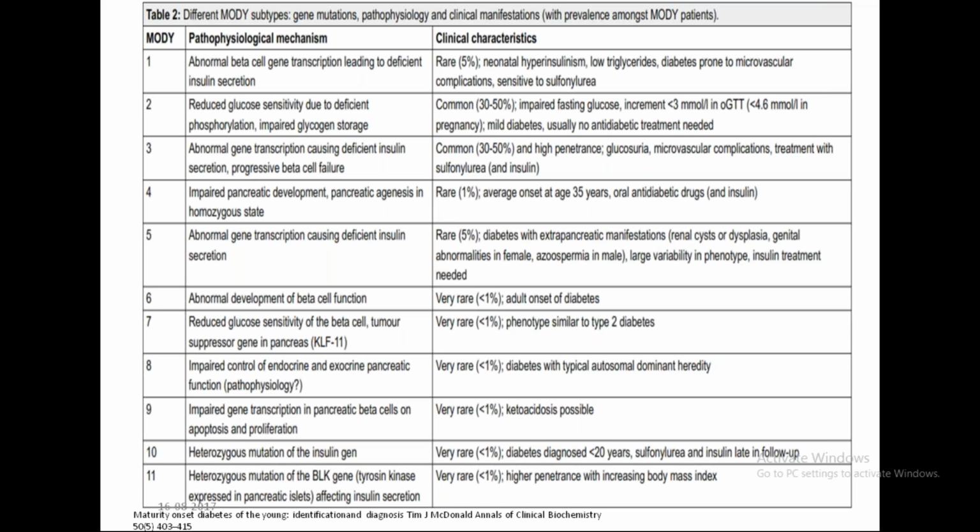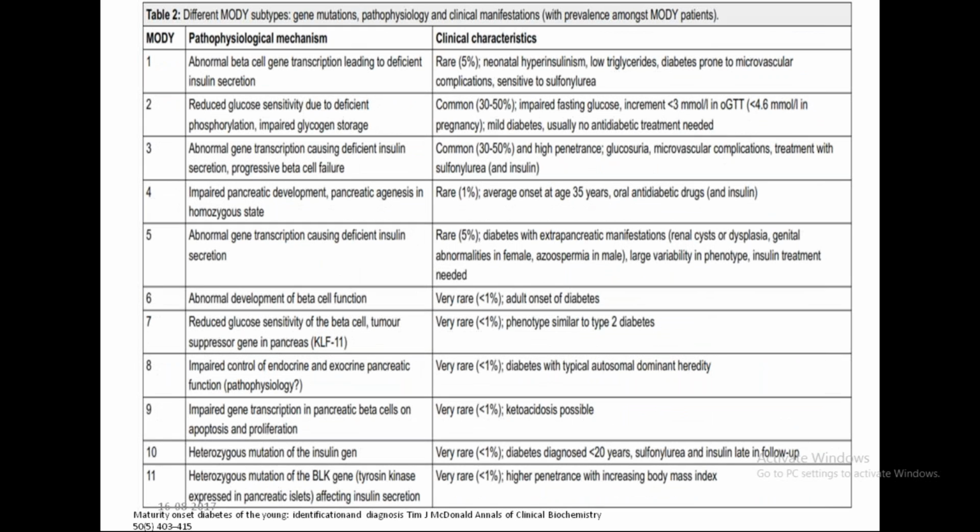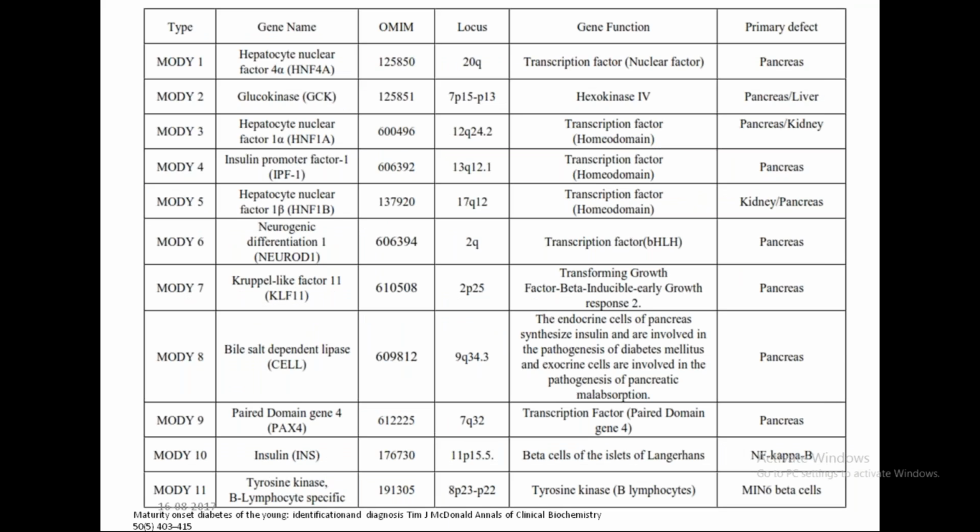So you see here, the important thing which I already told you, fifth one is more to do with pancreatic, renal cysts. So whenever they ask renal cyst or dysplasia or genitalia abnormality in female or azoospermia in male, then you go with the 5. 5 is nothing but HNF1 beta. Okay. So by now, all the 5 you should be knowing or remembering collectively. 4 alpha, glucokinase, 1 alpha, then insulin promoting factor, and then 1 beta. These are the 5 which you can by heart by now.